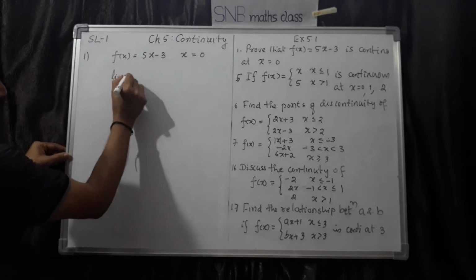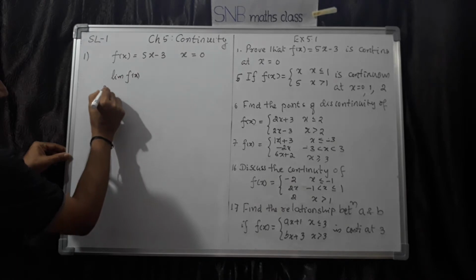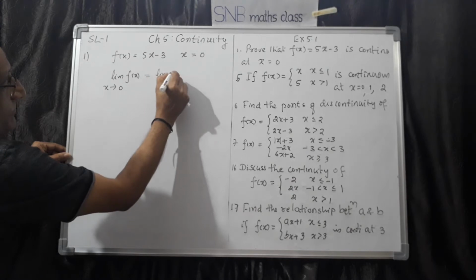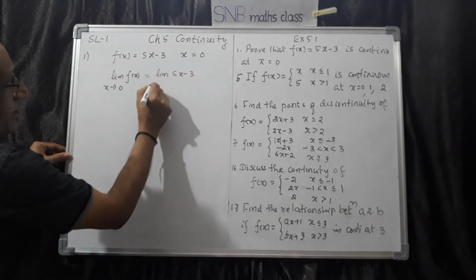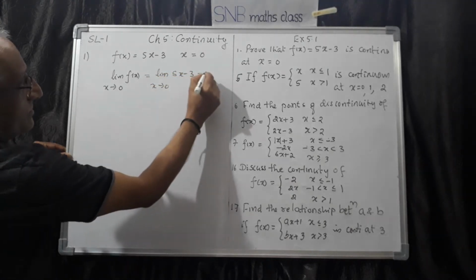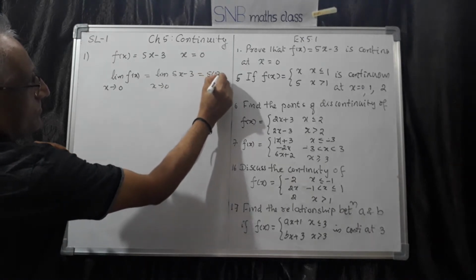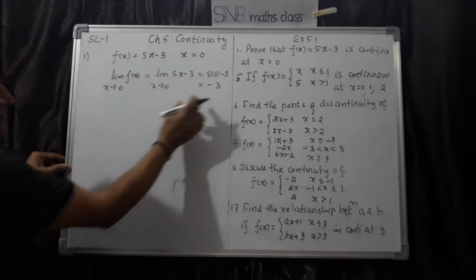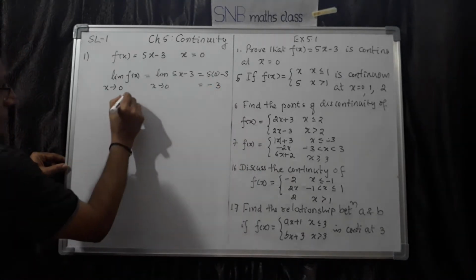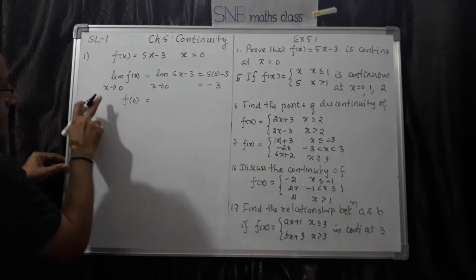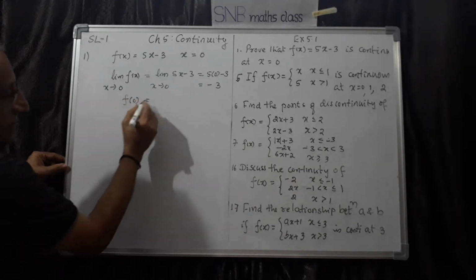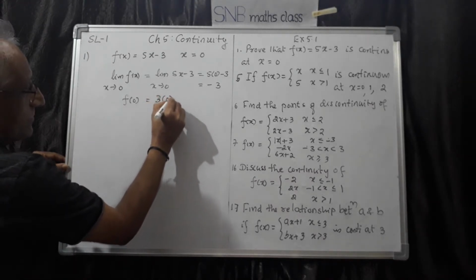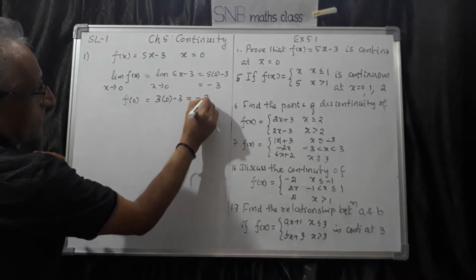First we have to calculate the limit of f of x as x tends to 0. This equals the limit of 5x minus 3 as x tends to 0. When you substitute, it is 5 into 0 minus 3, which is minus 3. So the limit is minus 3. Now I have to check what is f of 0, because at this point I have to calculate the value of the function. So 5 into 0 minus 3, this is also minus 3 only.